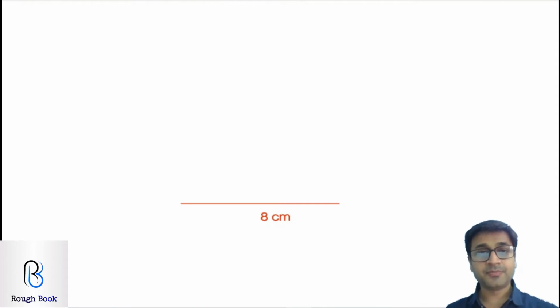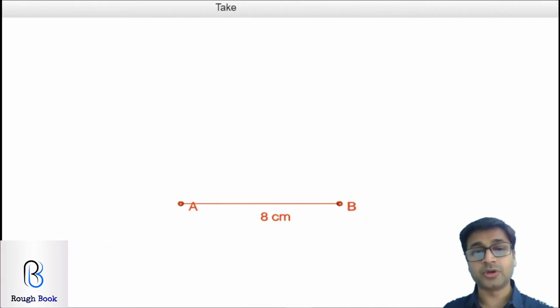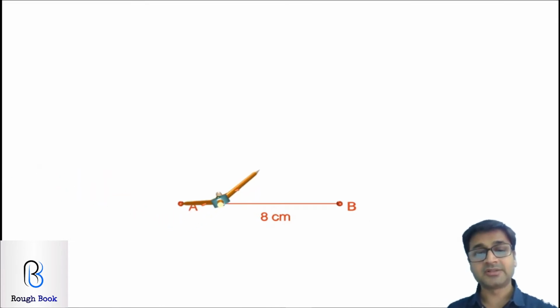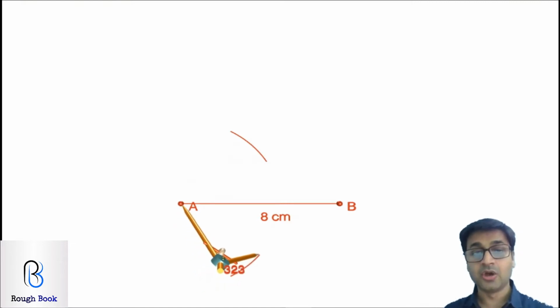Once you've done this, keep your compass on point A and take the radius on the compass as greater than half of AB. I repeat, take the radius on the compass greater than half of AB. Otherwise the point of intersection will not appear. So keeping the compass on point A, taking the radius greater than half of AB, let's mark an arc above the line AB. Once we've done the same thing, we are going to do below the line AB without changing the radius now. The radius on the compass has to remain the same.